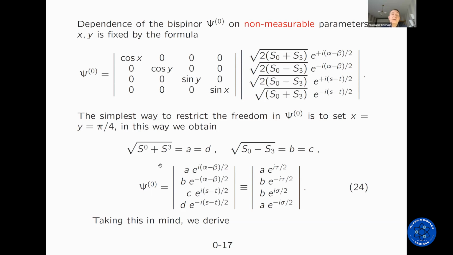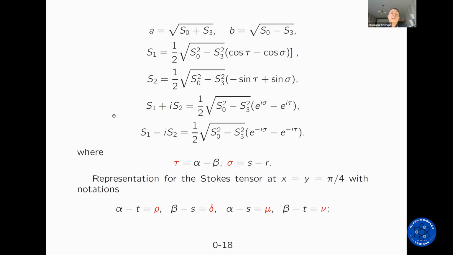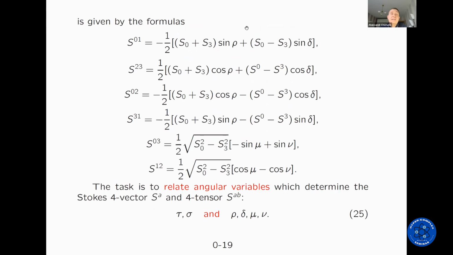In this way, we obtain the following equalities 20 in the form 24. Taking this in mind, we derive these equations where tau and sigma are new parameters. The representation for the Stokes tensor at these values X and Y with such notations is given by these formulas. The task is to relate angular variables which determine the Stokes vector SA and the tensor SAB, and we have for SA two parameters tau and sigma, and for SAB four parameters rho, delta, mu, and nu.